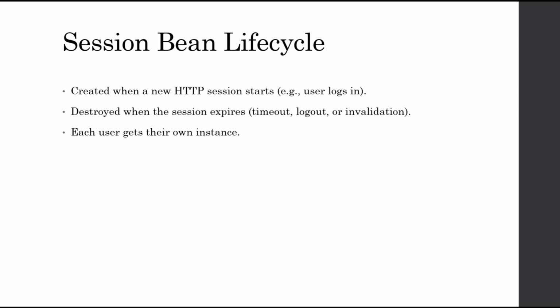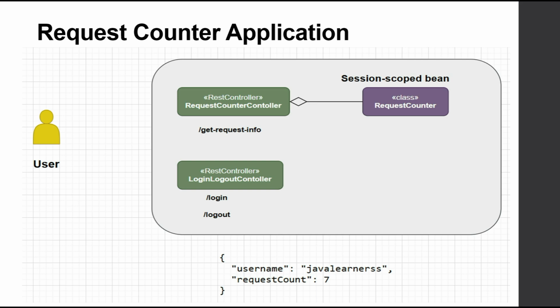A session scoped bean is created when a new HTTP session starts, meaning a user logs in. The session scoped bean is destroyed when the session expires, meaning the session times out, or the user logs out, or the session is invalidated. In a particular session, each user will get their own instance of the session scoped bean. Let's understand session scoped beans with a use case.